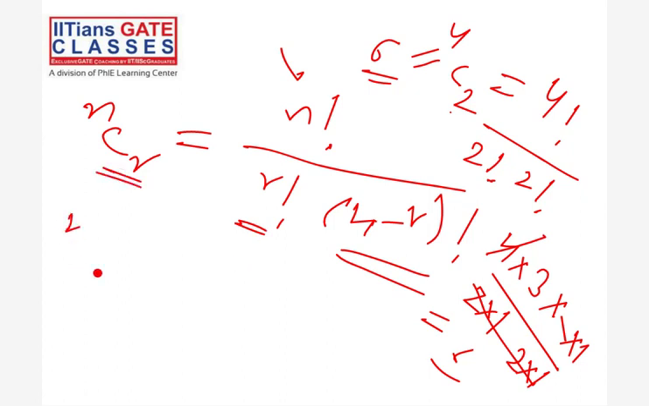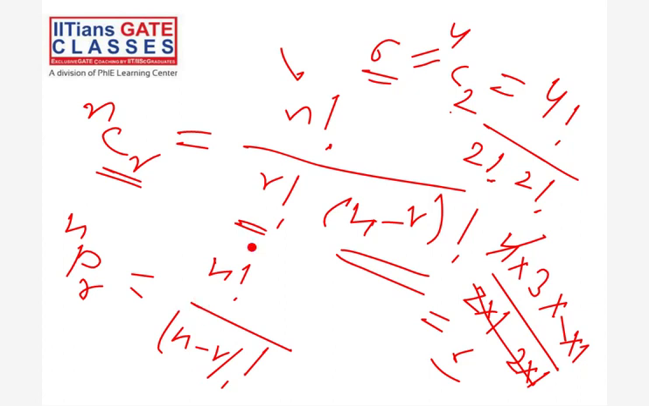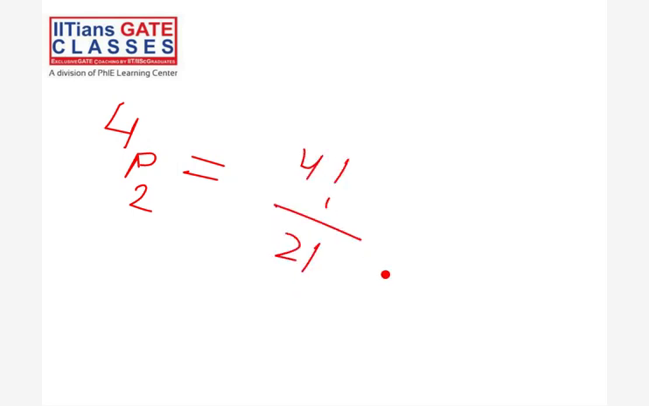Now what is the formula for nPr? It is simple: just remove this r factorial. So you get n factorial divided by (n minus r) factorial. This is the formula for nPr. For example, if I say 4P2, what will it be? It will be 4 factorial divided by (n minus r) factorial, that is 2 factorial. 4 factorial is 24, 2 factorial is 2, so the answer will be 12.